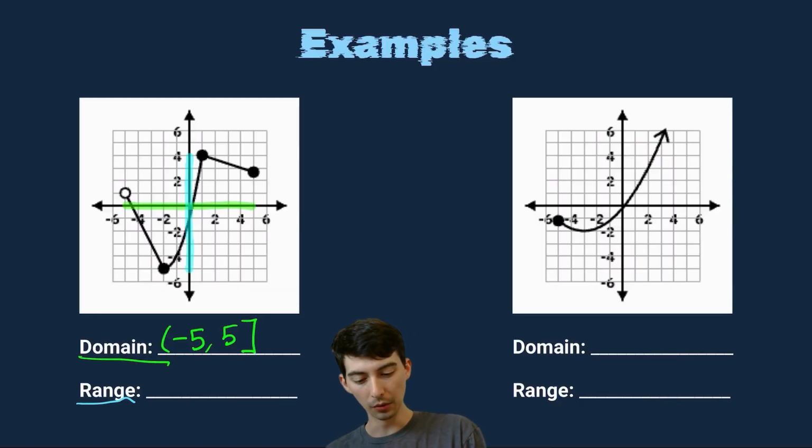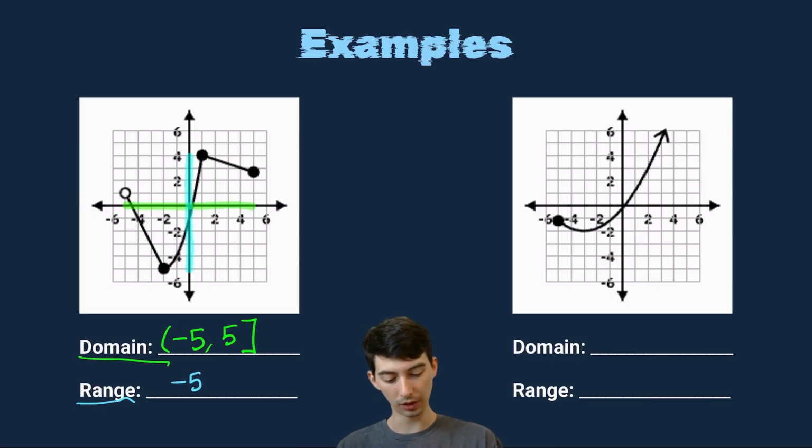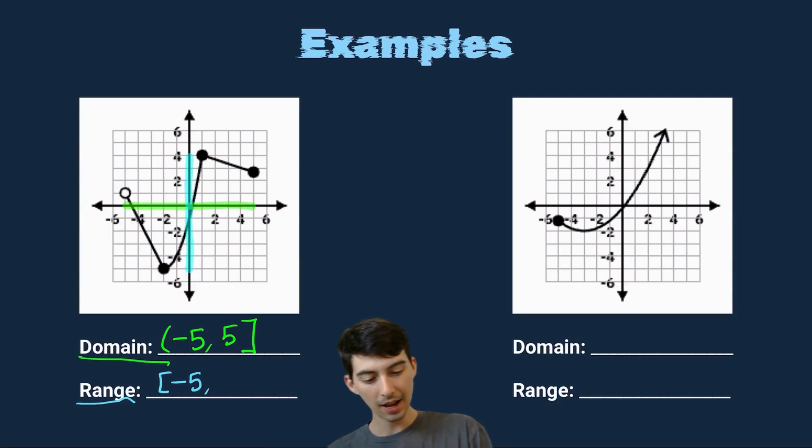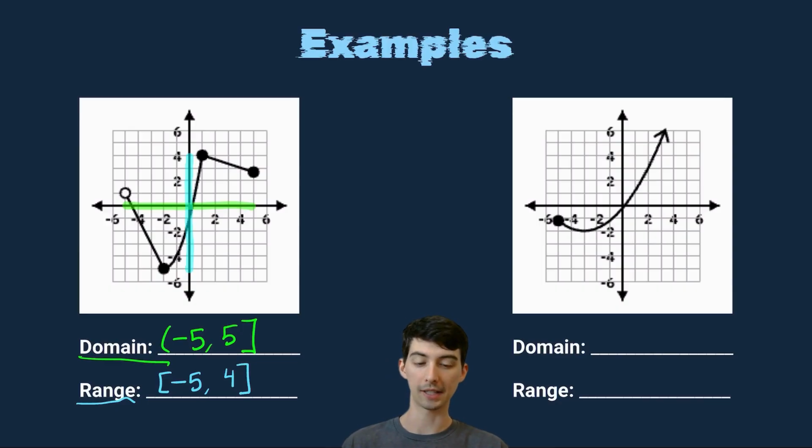So now the lowest point is right here. That's at -5 on the y-axis, -5. I don't have an open circle or anything there, so I'm going to continue to use the bracket. And at the very highest point where we stopped going up is right here at 4. And again, there's no open circle there, so I'm going to use the bracket there as well.